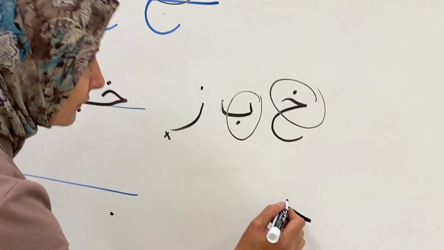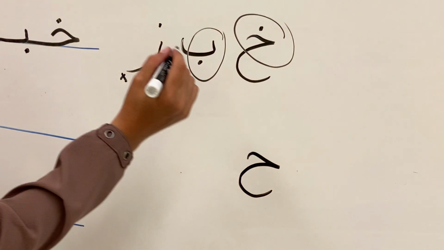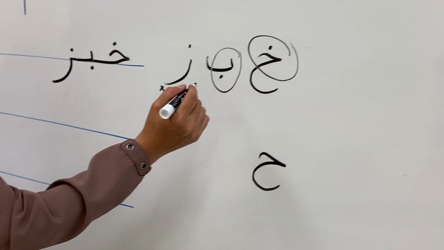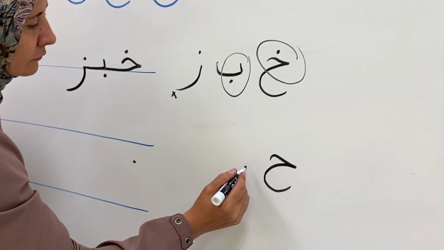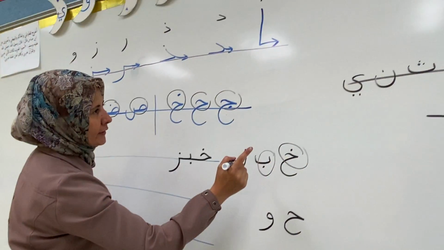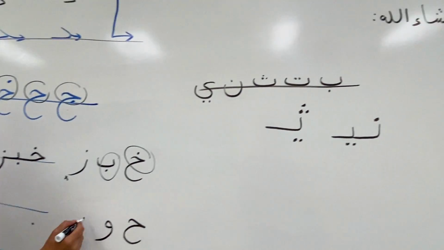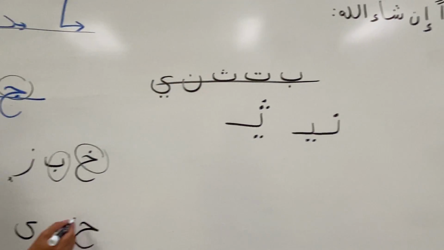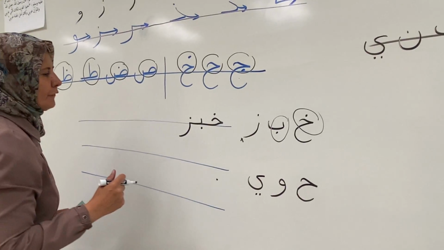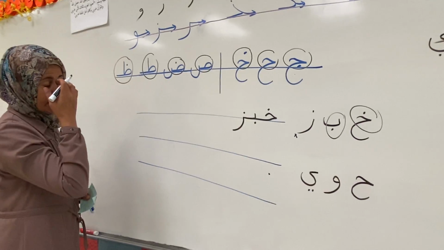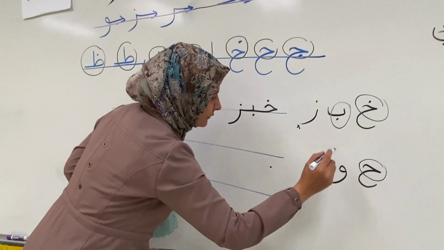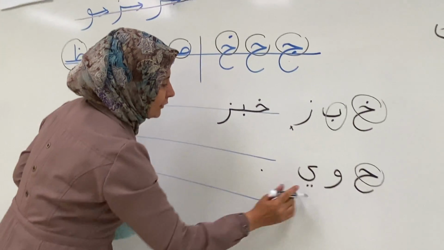Let's do one more. Ha, wow, and let's do ya at the end. Yeah, doesn't make sense. We said hawa. Yeah, hawa, it can be like, but it's still from hawa. So I'm gonna connect the ha, take this part. Only at the end I see the letter, the whole thing.